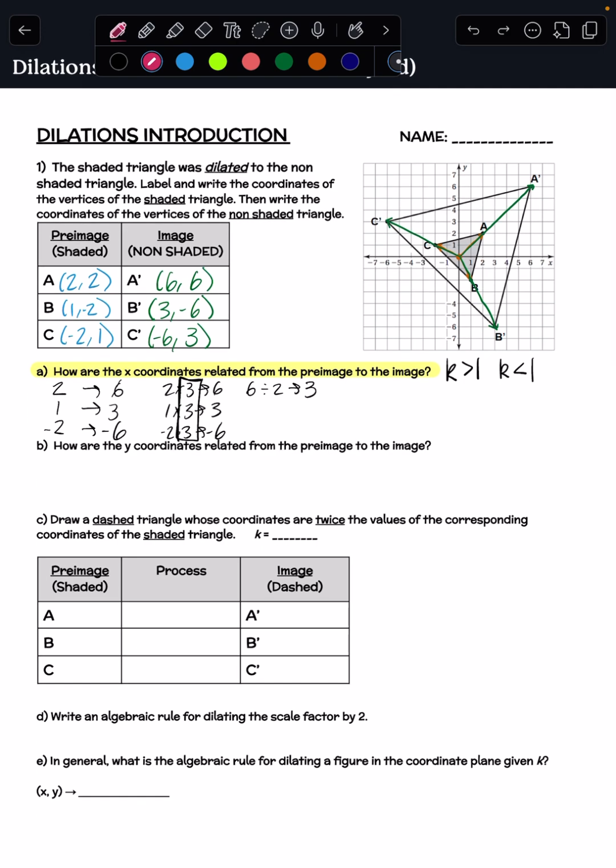All right, go ahead and pause the video here and discuss with your partner at your table if you think that the y coordinates from the pre-image to the image will be the same as the x coordinate relationship or different.